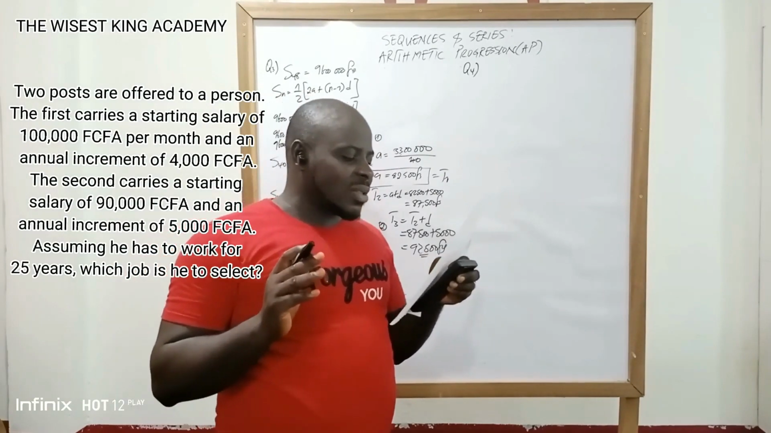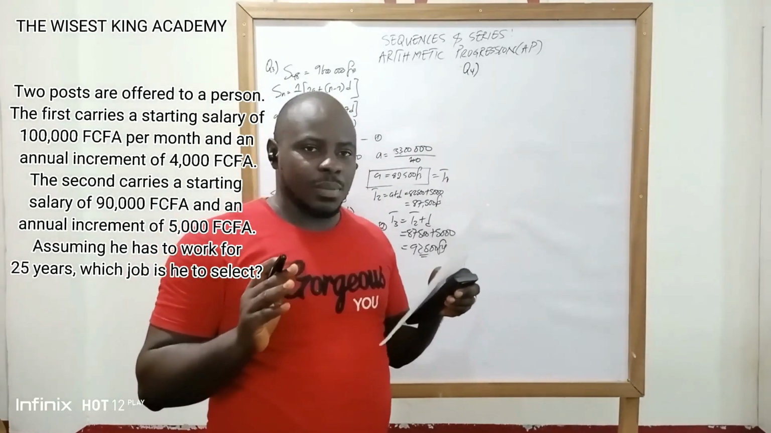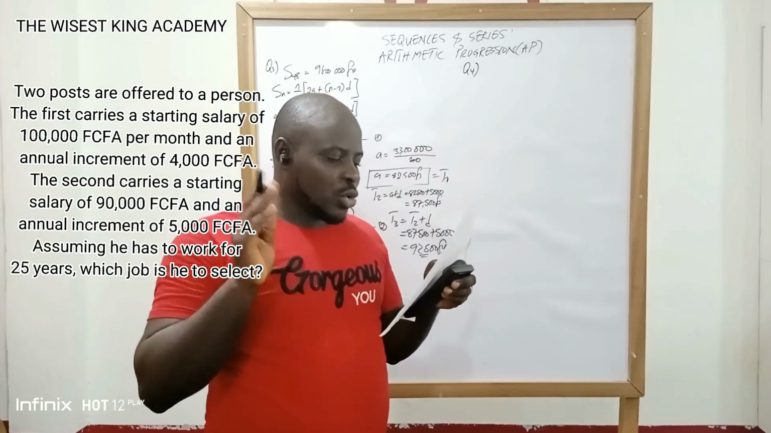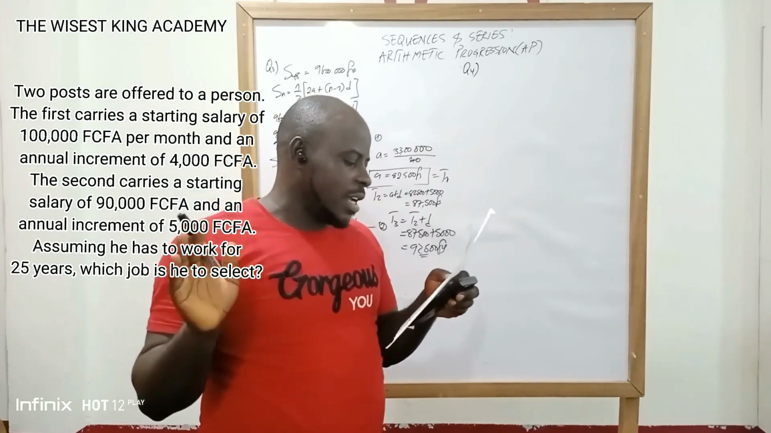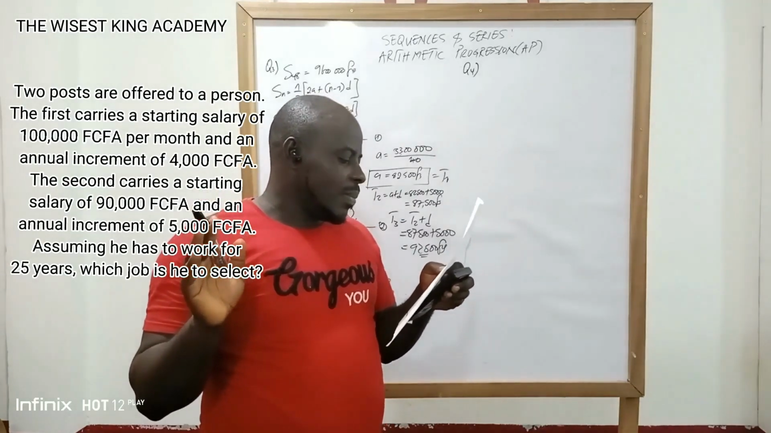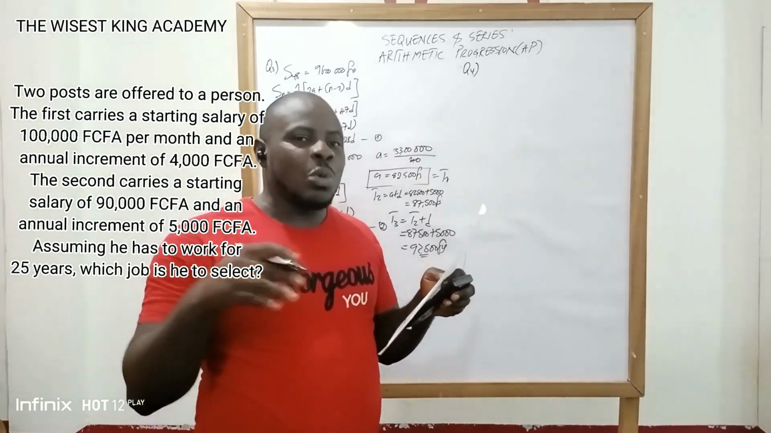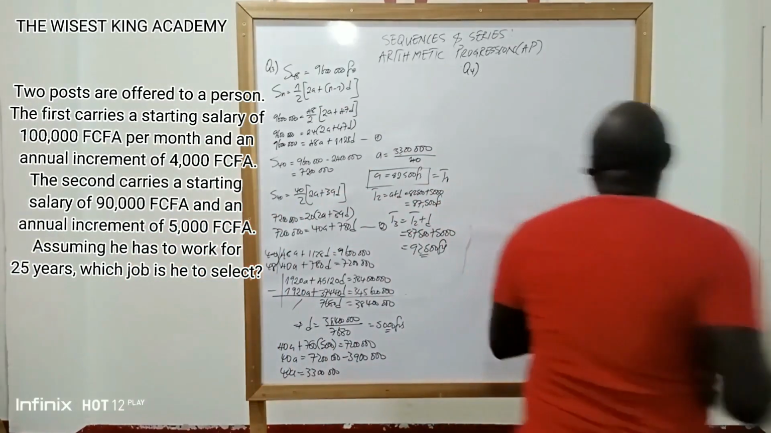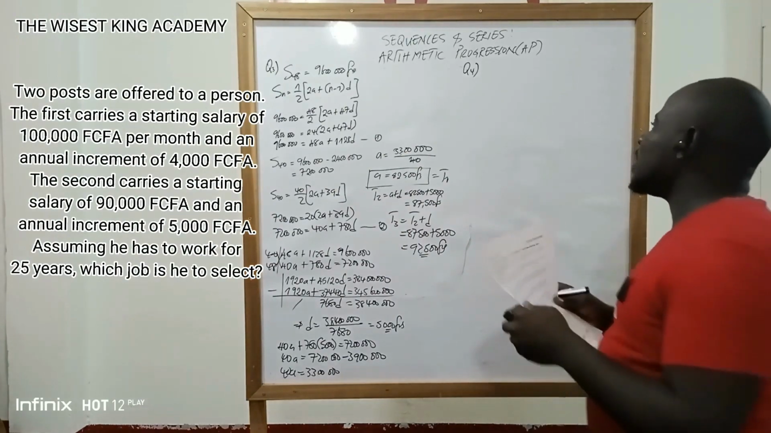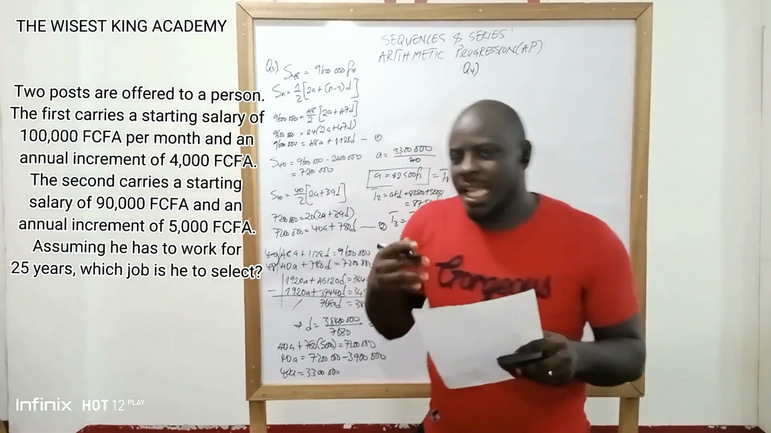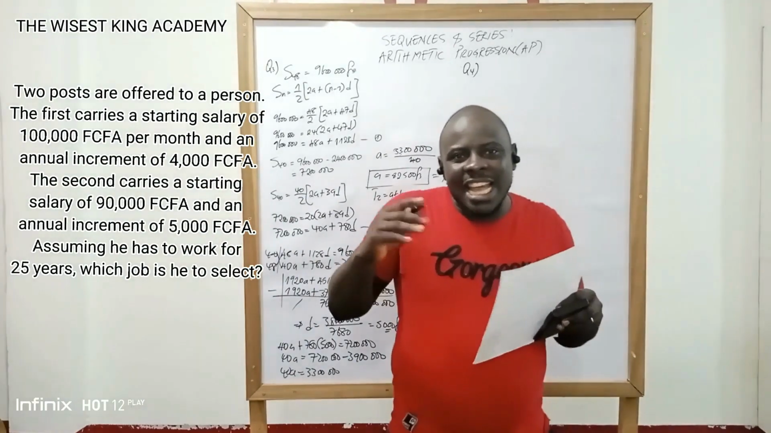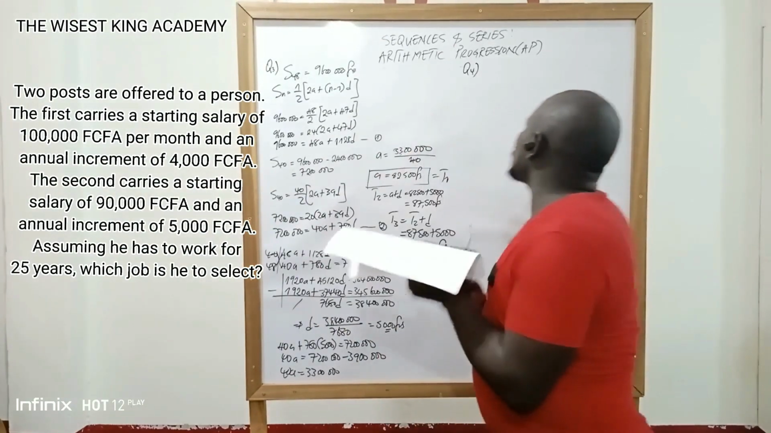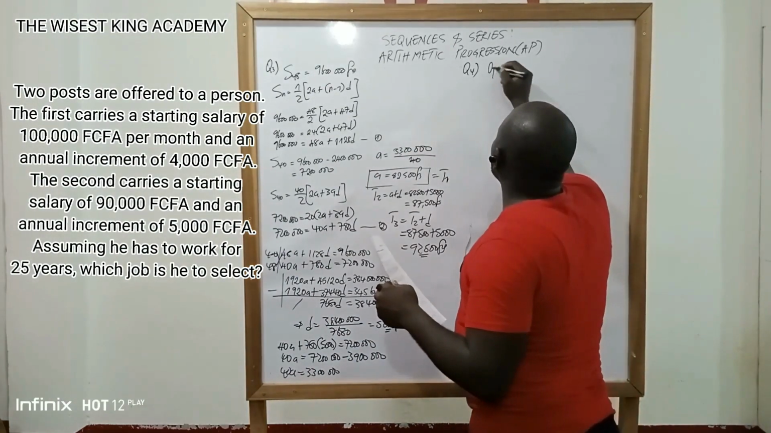Assuming that he has worked for 25 years, which job does he have to select? Now, very, very important. This person works for a year. Now, after a year, he has an increment. So what we are going to do, let's first of all take option 1.